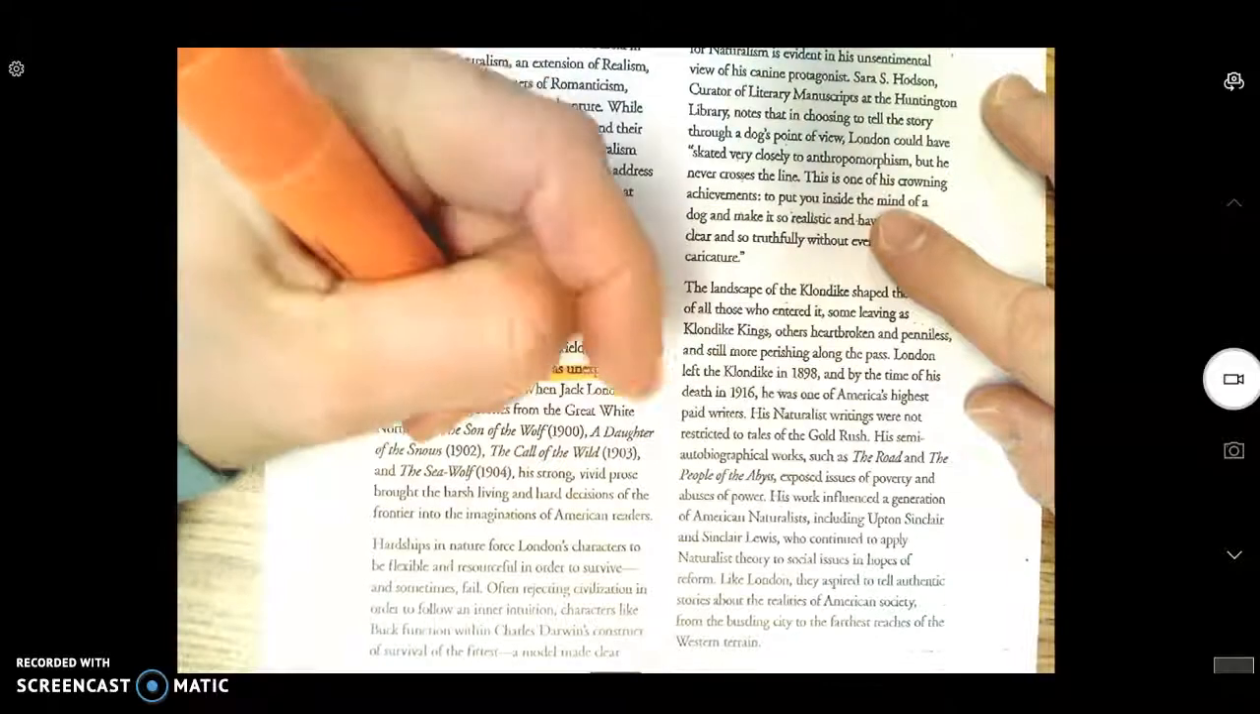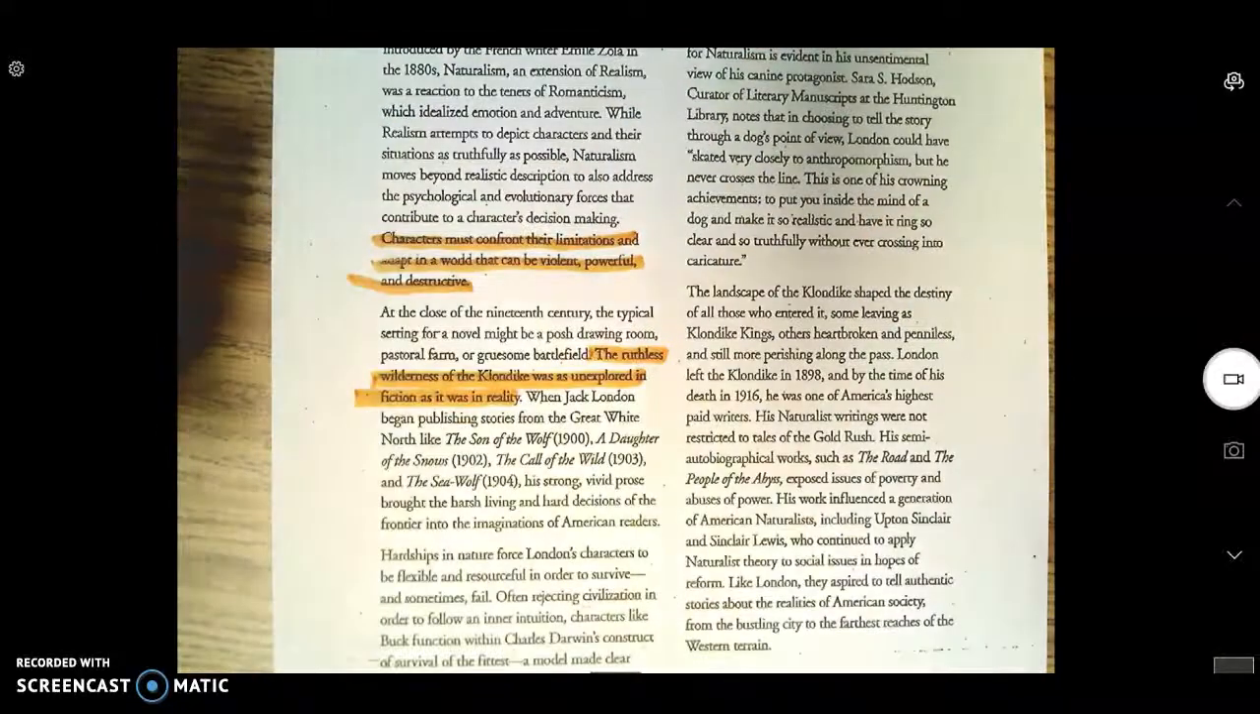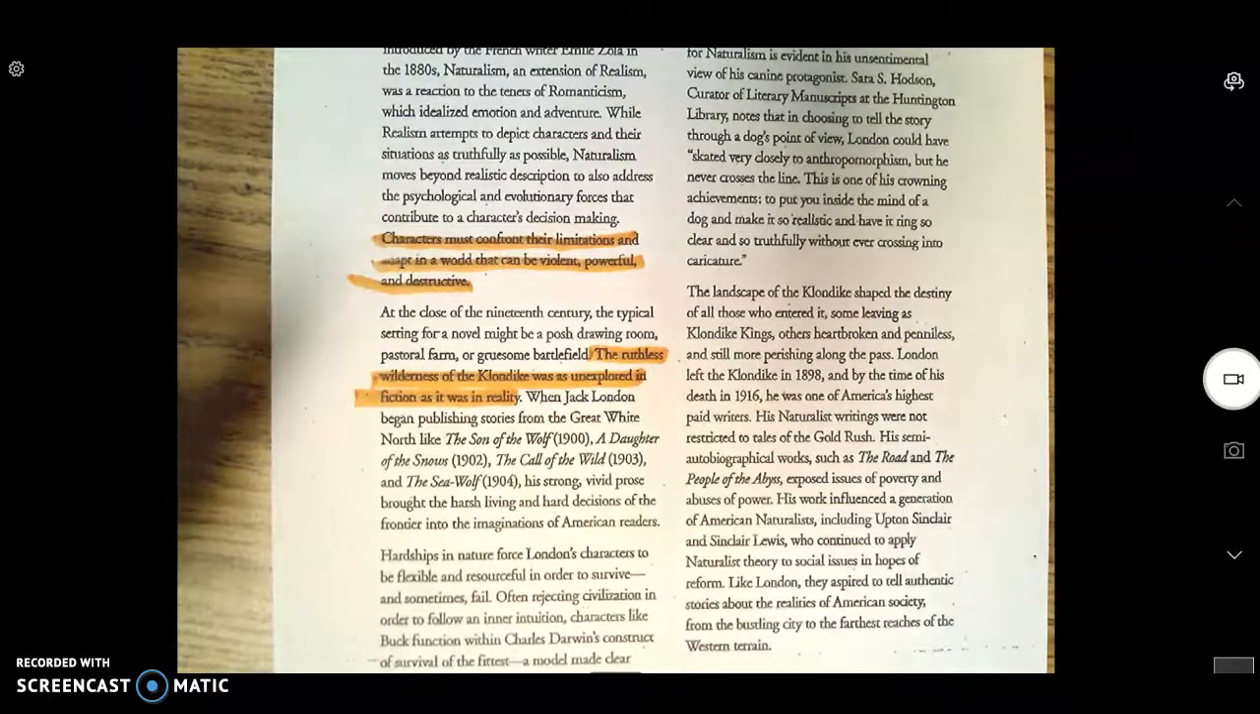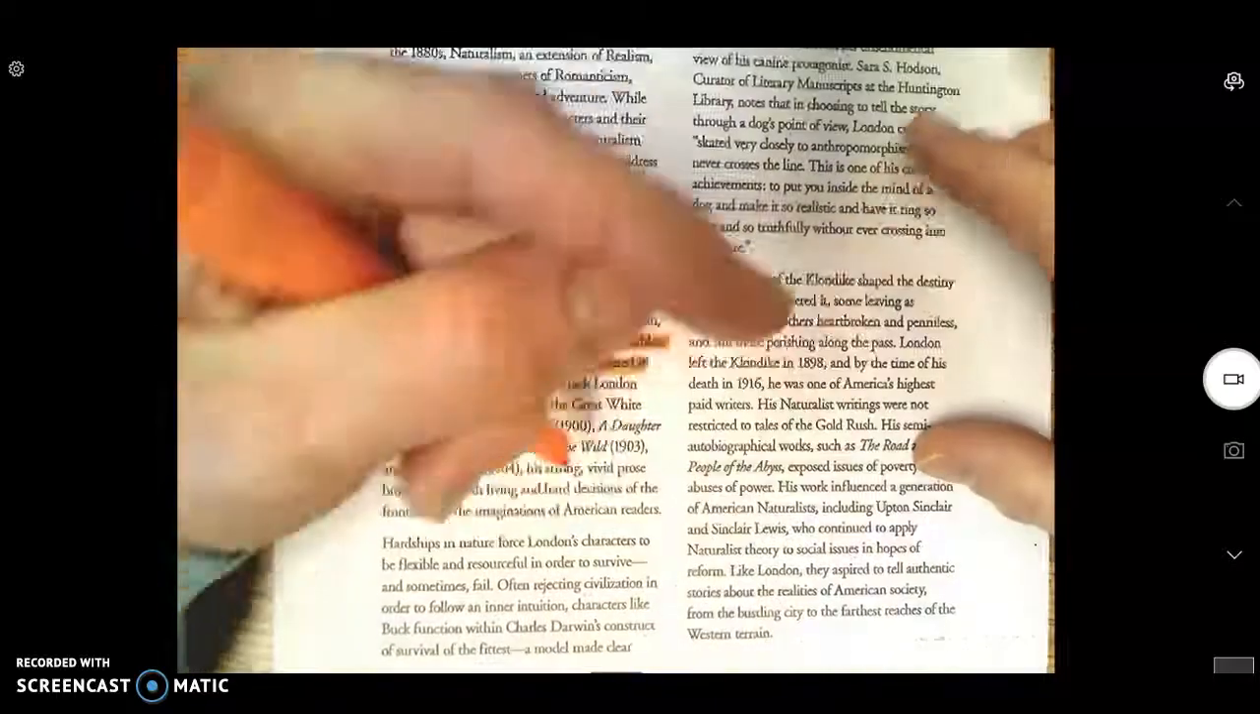When Jack London began publishing stories from the Great White North, which is Alaska, like The Son of the Wolf, A Daughter of the Snows, The Call of the Wild, and The Sea-Wolf, his strong, vivid prose brought the harsh living and hard decisions of the frontier into the imaginations of American readers.